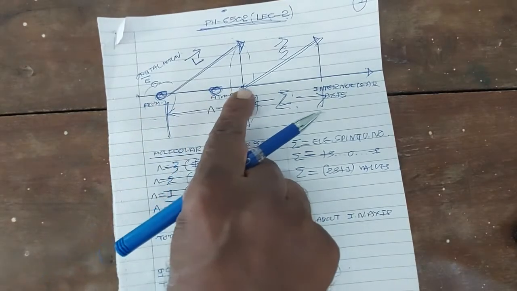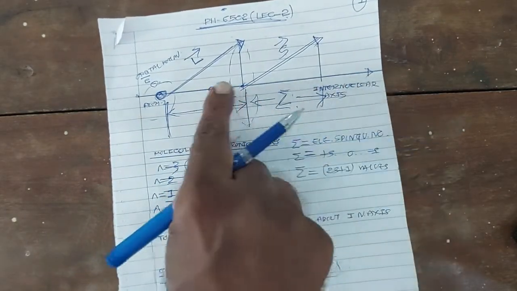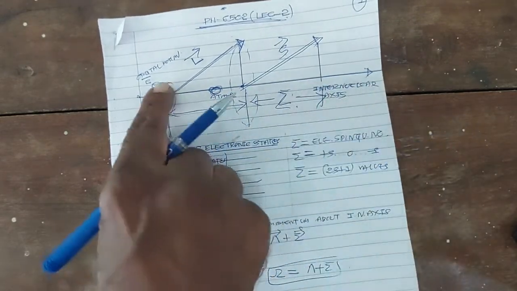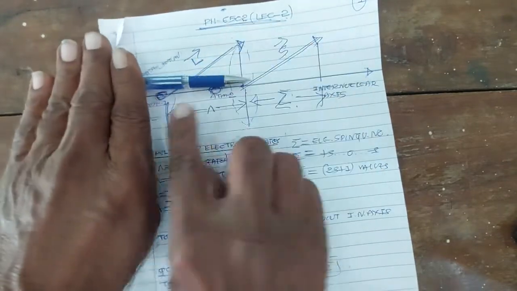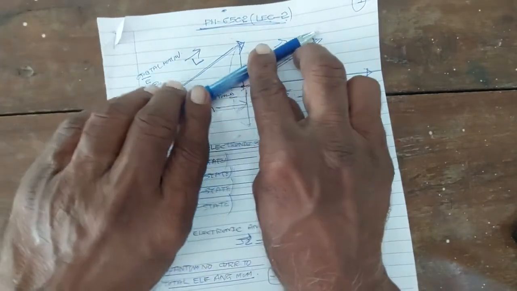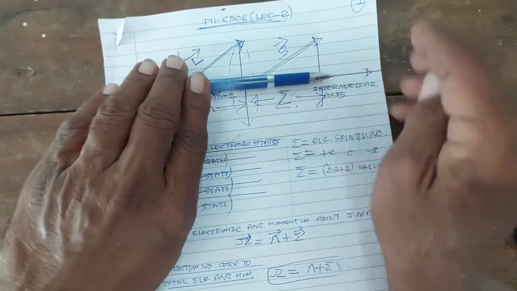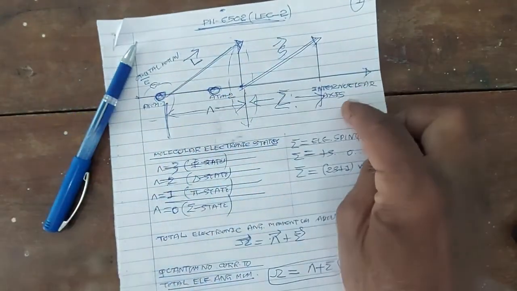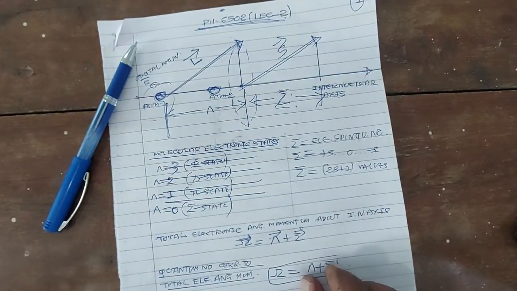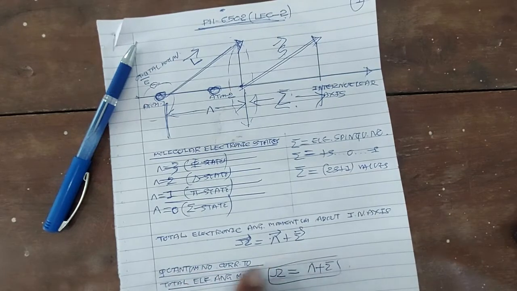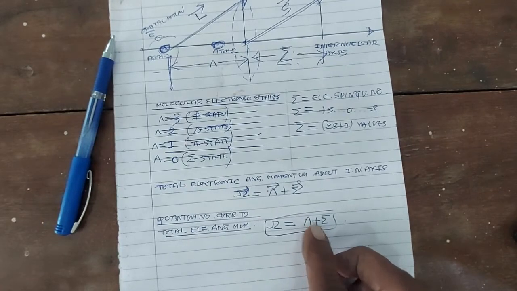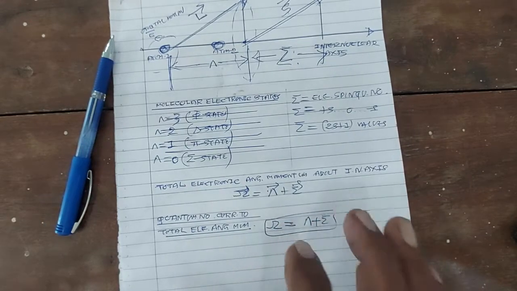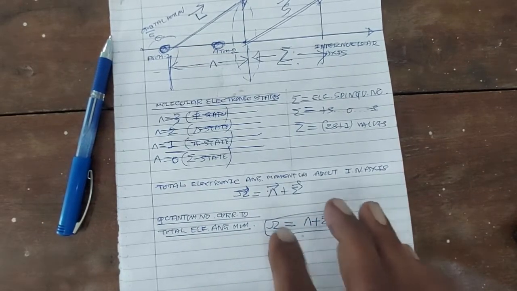Because lambda is lying along the internuclear axis, sigma is also lying along the internuclear axis. The component of electronic angular momentum along the internuclear axis is lambda, and the component of spin angular momentum S along the internuclear axis is sigma. Both lie along the internuclear axis, so the algebraic sum is sufficient. So the total quantum number corresponding to total electronic angular momentum of the molecule is the sum of lambda and sigma. This we have discussed in the last lecture.